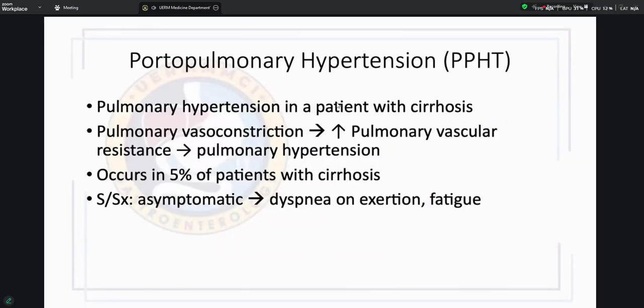The other liver-lung syndrome is portopulmonary hypertension. This is pulmonary hypertension in a patient with cirrhosis. The portal hypertension results in the production of vasoconstrictor substances like serotonin and endothelin 1 that affect the pulmonary artery. So over time, the pulmonary arteries will develop smooth muscle hypertrophy and fibrosis, which will then lead to the elevation of pulmonary vascular resistance, leading to pulmonary hypertension.